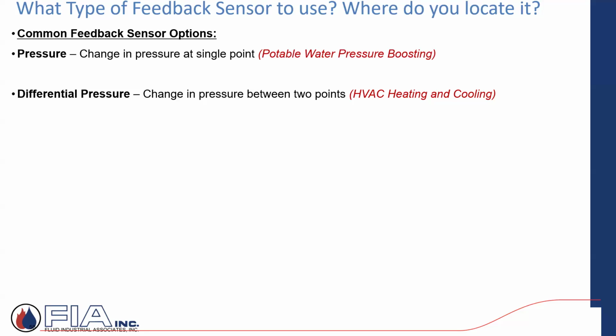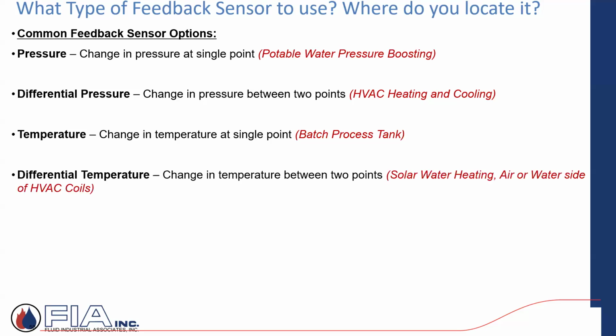Usually that's as remote as we can get it, across that terminal unit, to maintain that 20, 25, 24 feet, whatever the minimum control head is. Temperature: change in temperature at a single point. Pretty limited application, but it's out there. Differential temperature: the change in temperature between 2 points on the air or water side of HVAC coils.